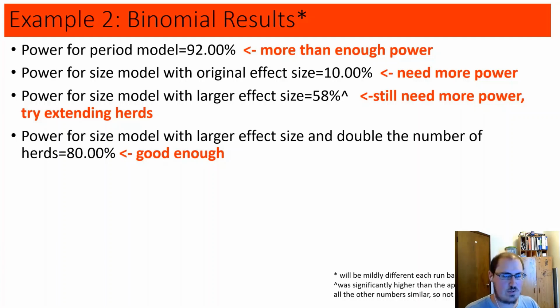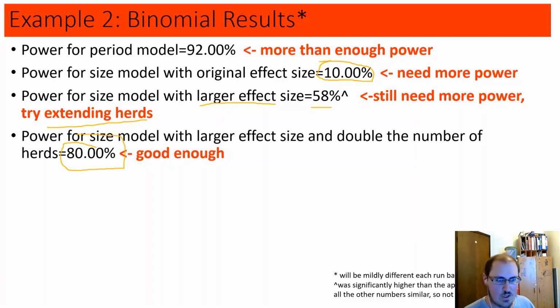To the results. So what we found for the period model, we had plenty of power. But if we added size model with the original effect size, there was a lot of power lacking, so we needed quite a bit more power. Now if we added a larger effect size, more power, but still needed more, so we tried to extend herds, which we did, and we got 80 to 84%.